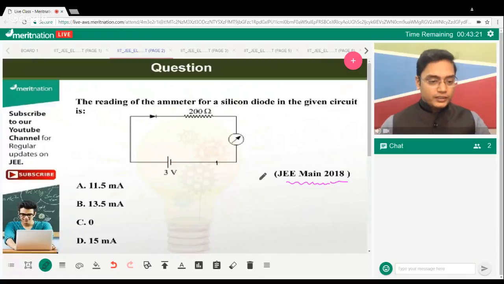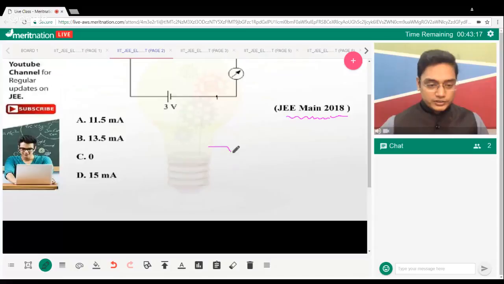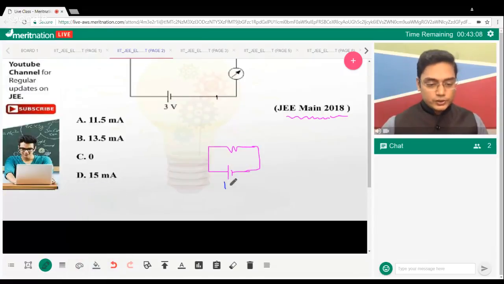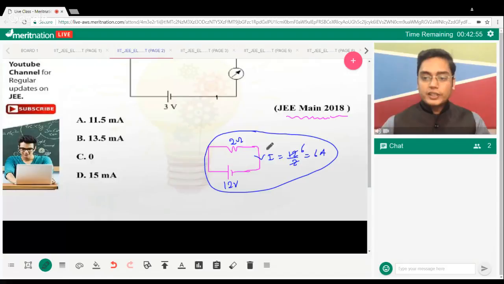Now in this question we have to find the current. If we have a resistor and a battery and we want to obtain the current, assume the voltage is 12 volt and the resistance is 2 ohm. In that case we all know current is equal to V by R, that is 12 by 2, so this is 6 ampere. This is very simple. But what if we insert a diode in the circuit? Then you should know how to replace the diode.